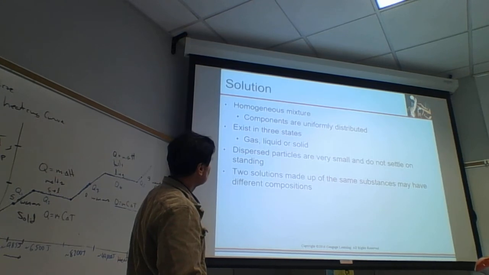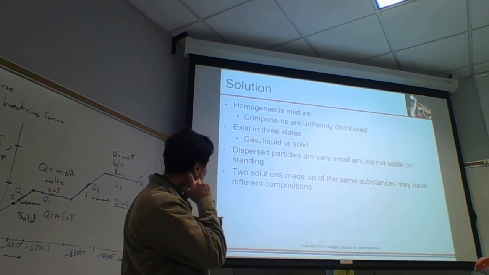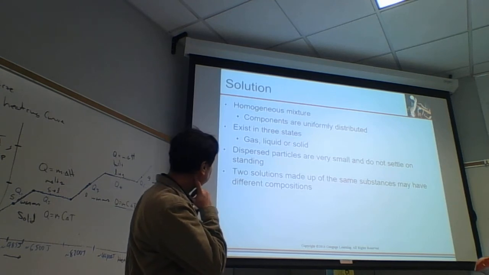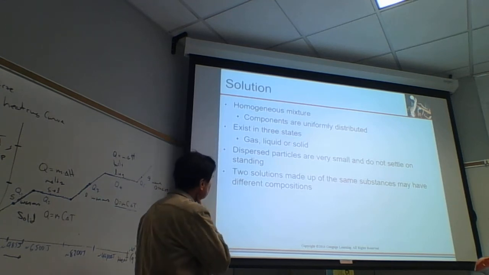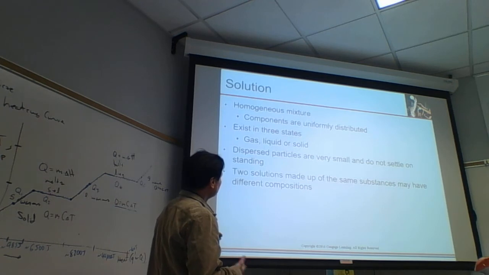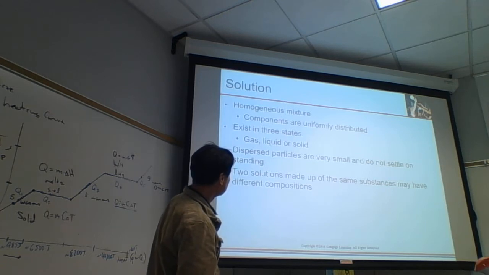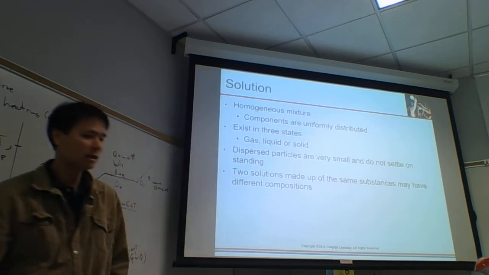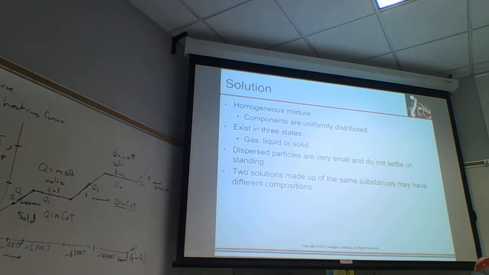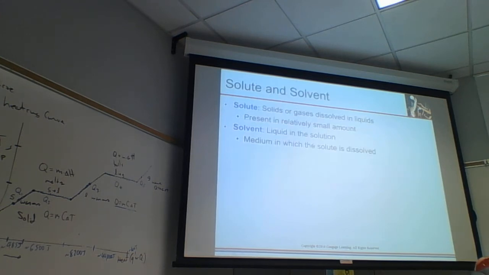Solutions are homogeneous mixtures. Homogeneous just means everything's uniformly distributed. Gas, liquids, and solid solutions. In a solution, the dispersed particles are very small in the liquid solution, so they don't settle. Two solutions made up of the same substance may have different compositions. Air has different compositions. Sugar water has different compositions, depending on how much sugar you have in water. So this slide we can kind of skip over.